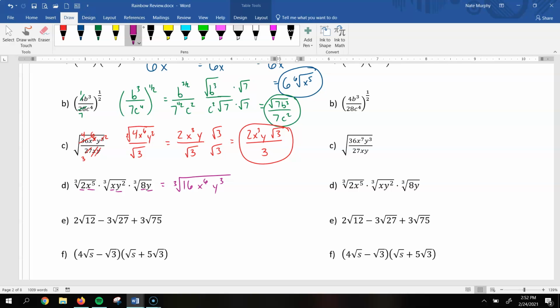Now let's simplify that. The cube root of 16, well, 16 is 2 to the 4th power. So this is the same as 2 to the 4th power.